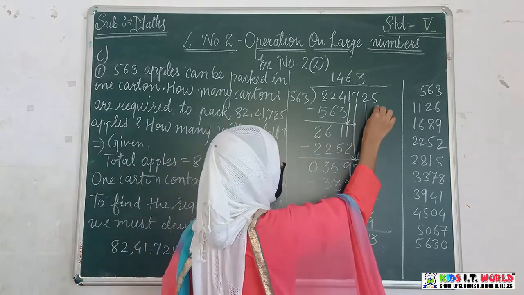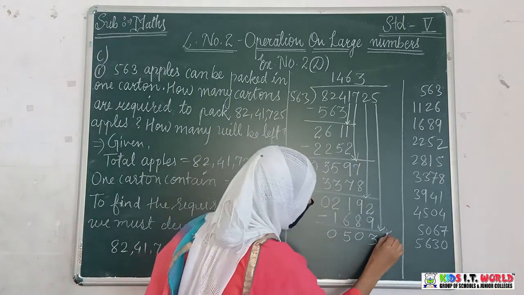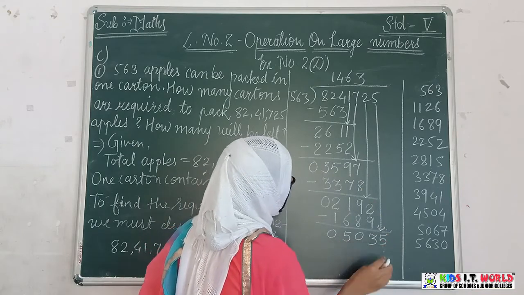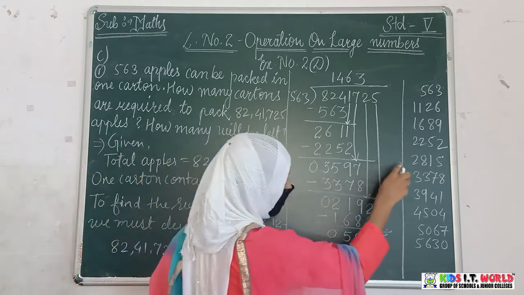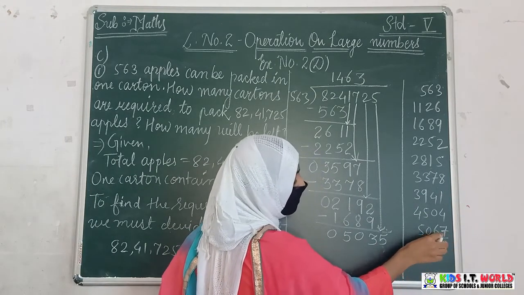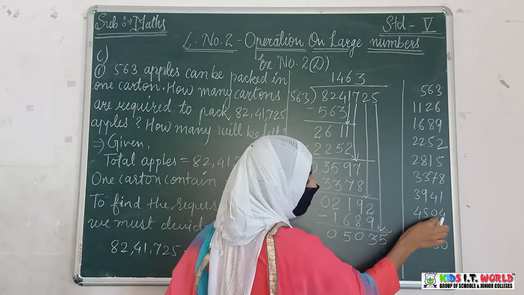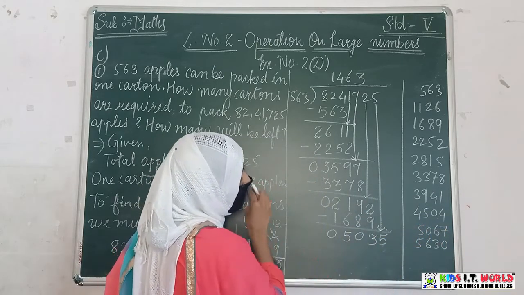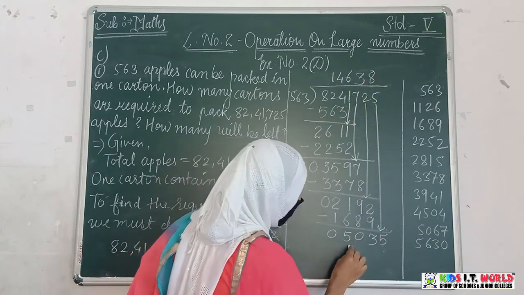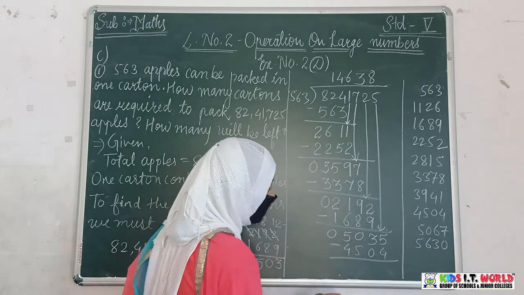Now on the last we are having 5. So take it down here. So write it 5 here. Now the number is 5035. Now again we are not having 5035 here, but greater than 5035 it is 5067. So we have to take 4504. So 563 8s are 4504. So what is remaining here?